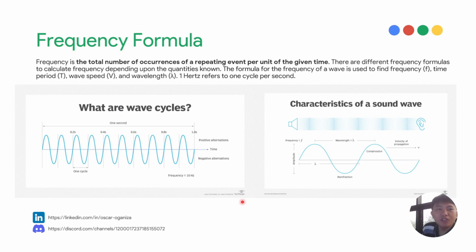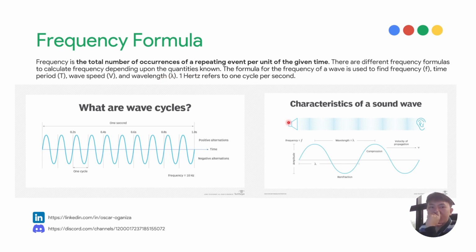And let us now continue with our frequency formula. What is this frequency formula? Frequency, again, let's study the frequency. Frequency is the total number of occurrences of a repeating event per unit of the given time. So for example, as you can see in the image we have, these are what you call wave cycles. There are different frequency formulas to calculate frequency depending upon the quantities known.